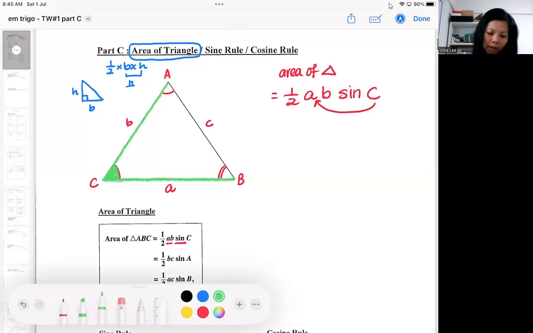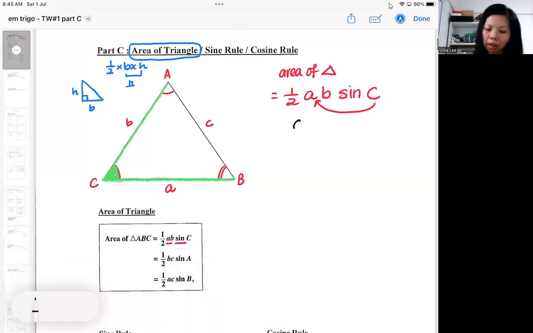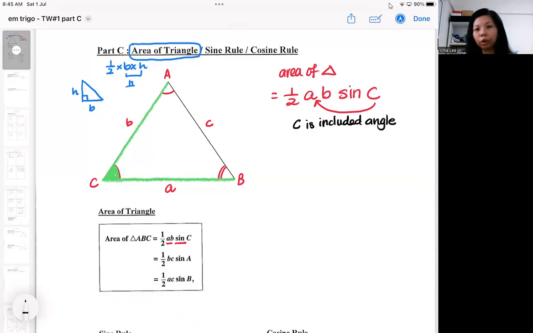In such a case, there's actually a name for this. C is known as the included angle. That means it's actually included in the two lengths. So generically, you will see people say half ab sine C. This formula will be extended into radian mode subsequently as well. Next time we'll talk about radian mode. So at the moment, you will need to use the angle that's in between the two lengths, and as such, C is called the included angle.